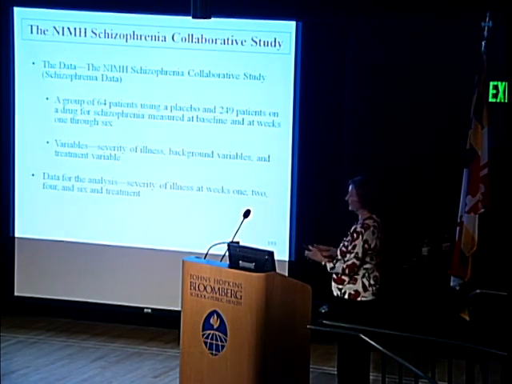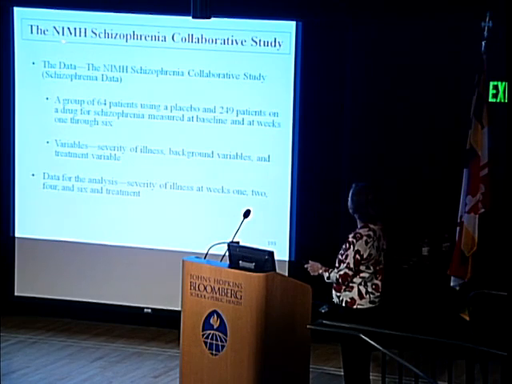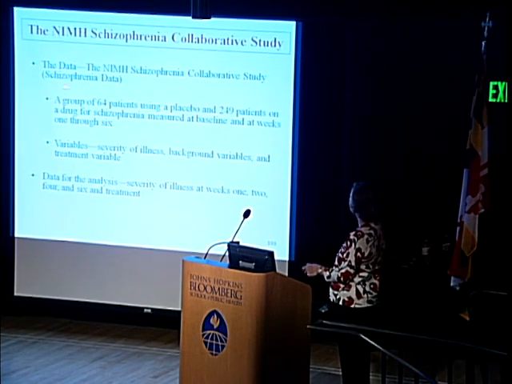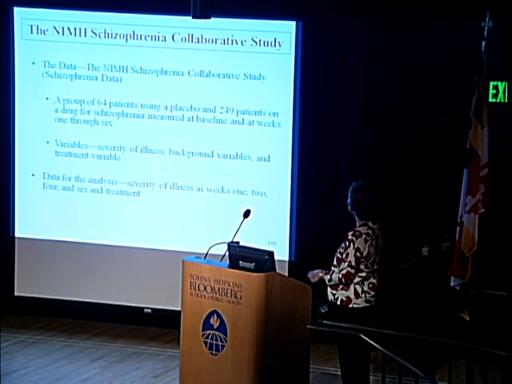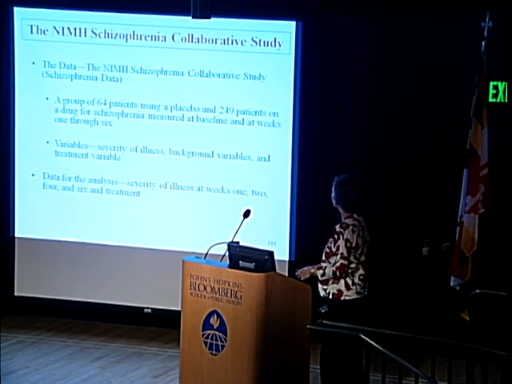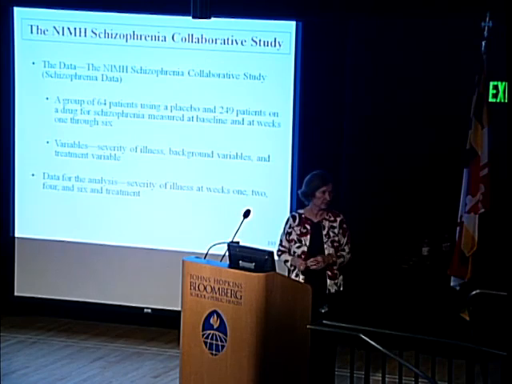So we're going to take a look at an example, data from the NIMH Schizophrenia Collaborative Study. In this study, they look at schizophrenia data. There were 64 people using a placebo, 249 on a drug for schizophrenia, measured at baseline and weeks 1 through 6. So we're going to be looking at a severity of illness variable that's binary, and we're going to be looking at it at weeks 1, 2, 4, 6, and including a treatment variable.